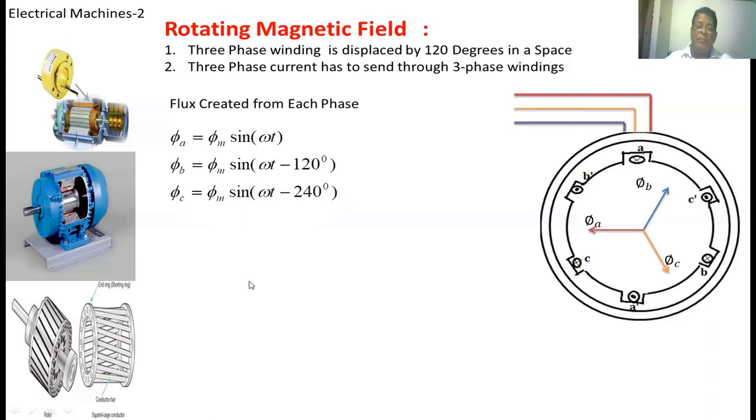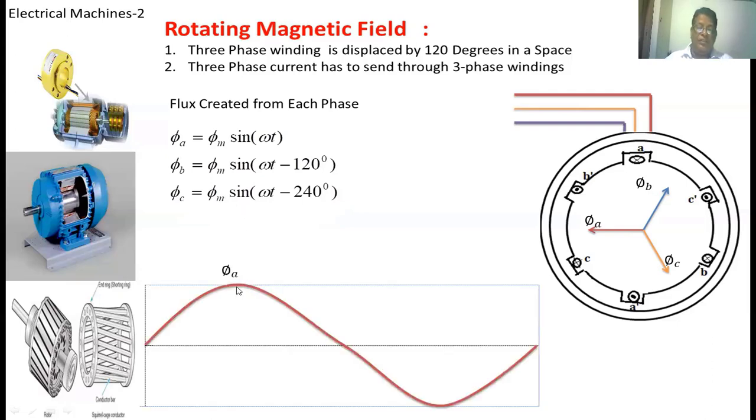The same thing we are going to represent graphically also. This is the phase A flux. This is the phase B flux.